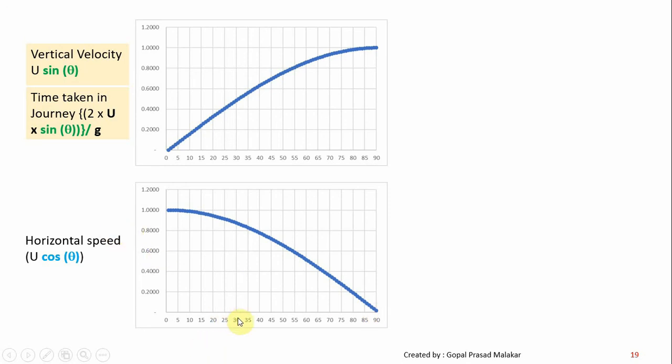This is when you are throwing at 30 degree, this is the horizontal speed that you are getting. When you are throwing at 30 degree, this is the vertical speed that you are getting. This is the factor, this is actually sine theta. So at 30 degree it will become 0.5. At 30 degree the cos theta component will be 0.86, kind of 0.85, like it's coming.